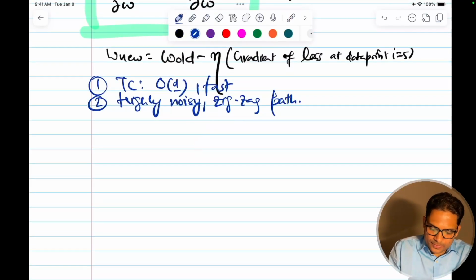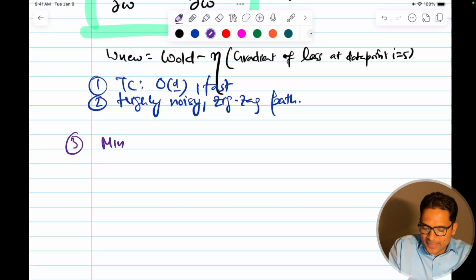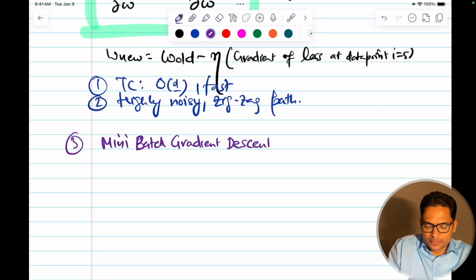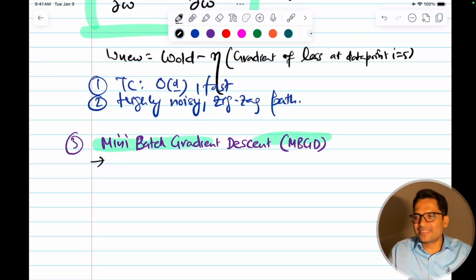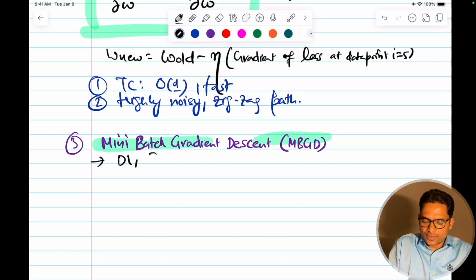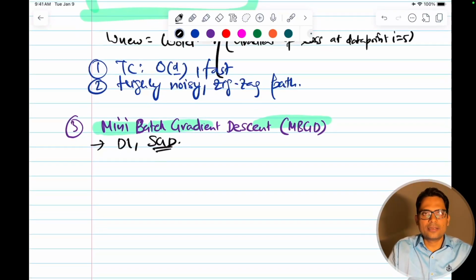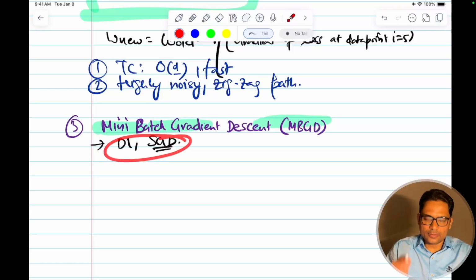And there is a third one, which is called mini batch gradient descent, MBGD. So this is your mini batch. This is generally called SGD in terms of deep learning. So in DL, this is also referred to as SGD only, stochastic. But the main point is, this is just a good thing to know.